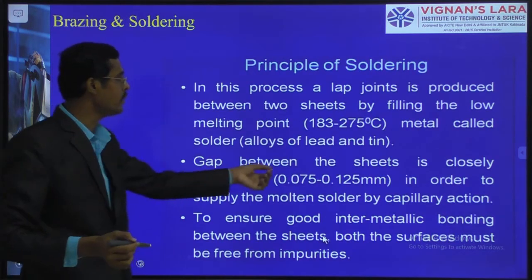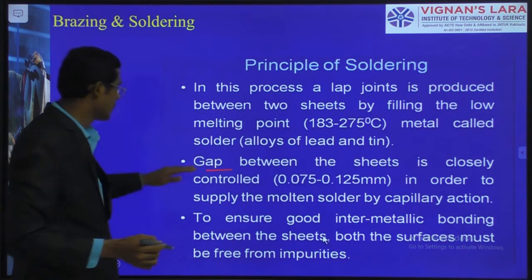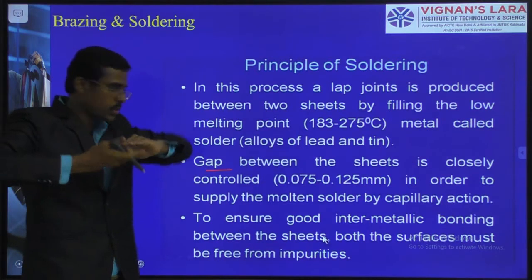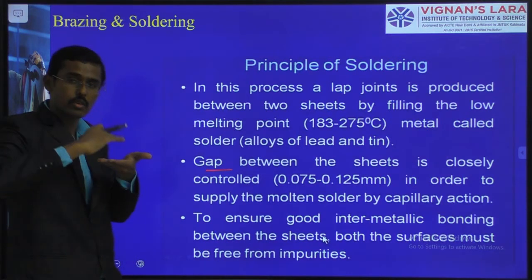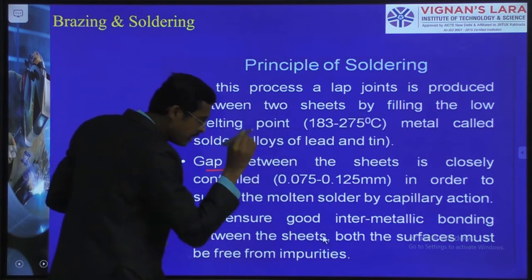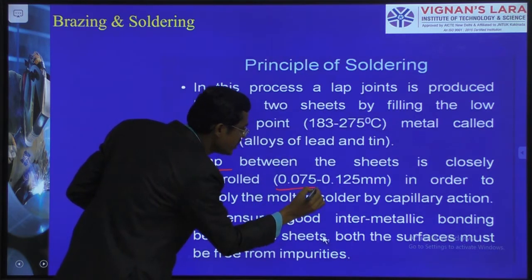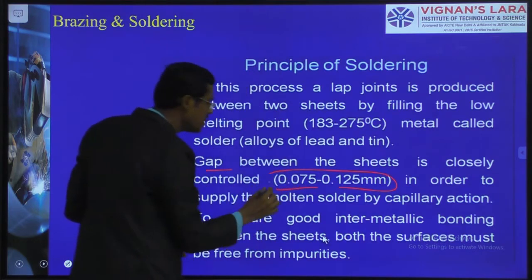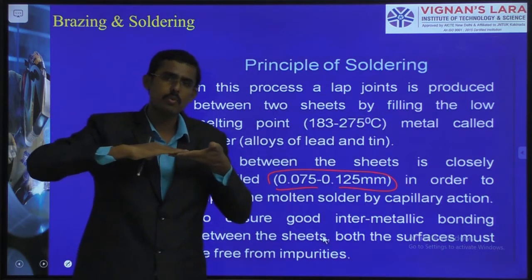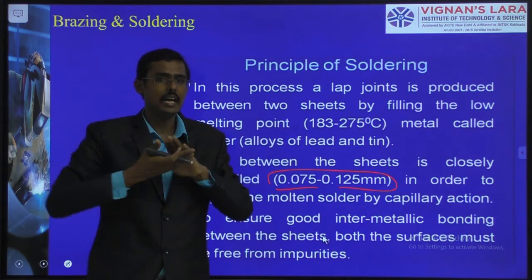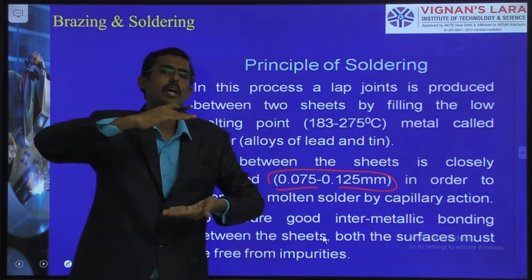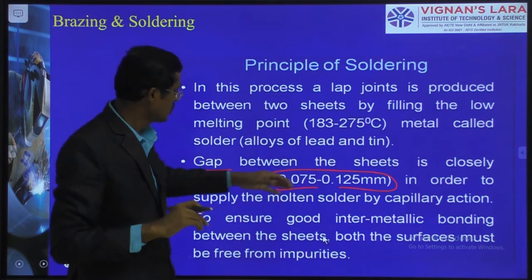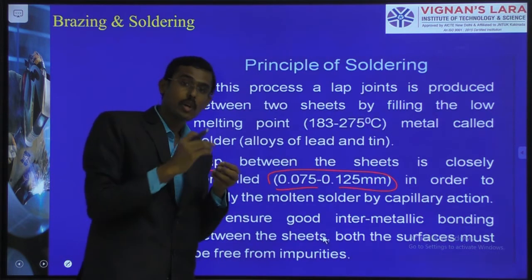The gap between the sheets, see this line, the gap between these two sheets which we are going to lap joint or solder, is controlled between 0.075 and 0.125 mm. So a very small gap we have to fix properly, then only will capillary action occur and the joint form. If we keep a large gap and try to do the soldering process, it is definitely not possible. So such precautions we should take.